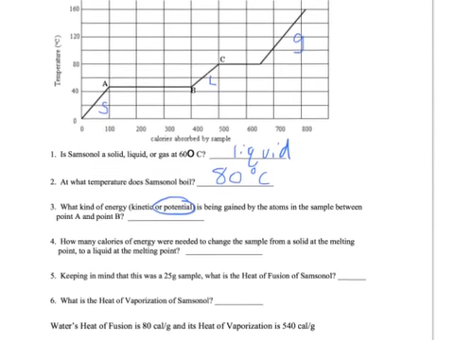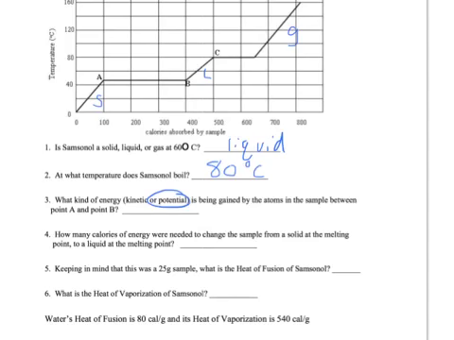Moving right along, number 4 says, how many calories of energy are needed to change a sample from a solid at the melting point to a liquid at the melting point? So here it is a solid, here it's a liquid, here it is a solid at the melting point, here it is a liquid at the melting point. So basically we're talking about between points A and B. And between points A, where it's a solid at the melting point, and B, it gained 100 to 300 calories worth of energy were needed. 300 calories.